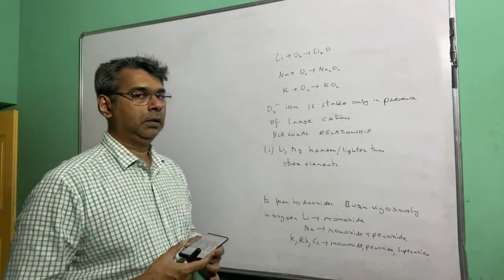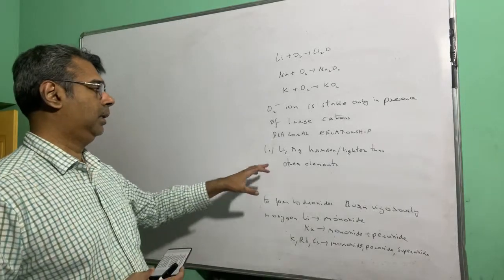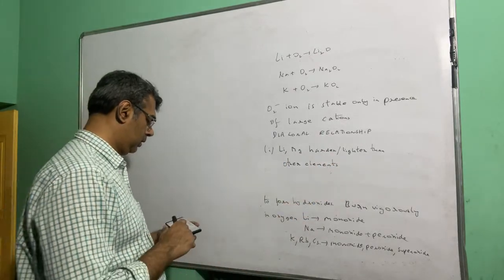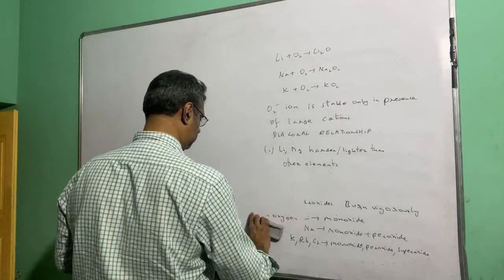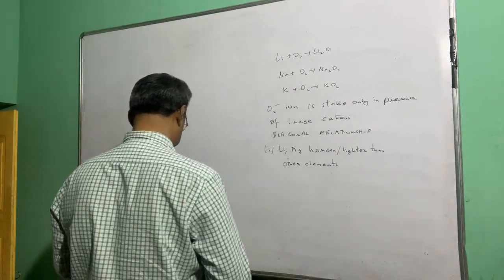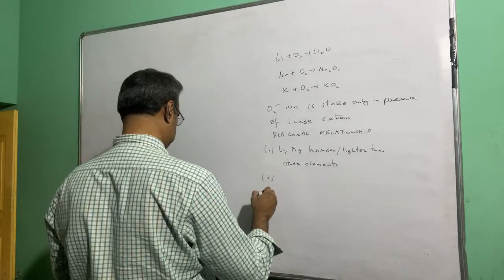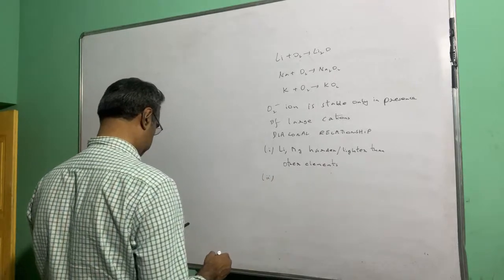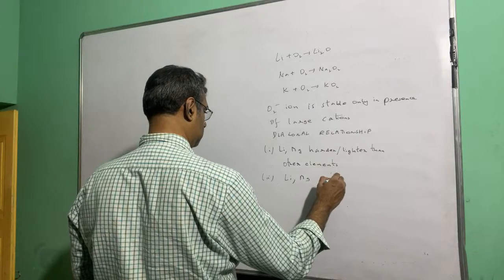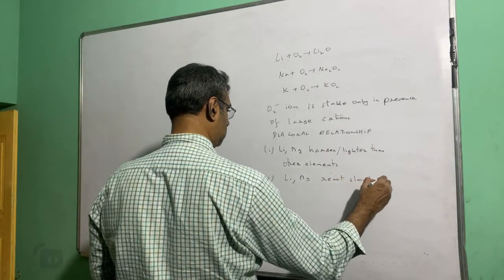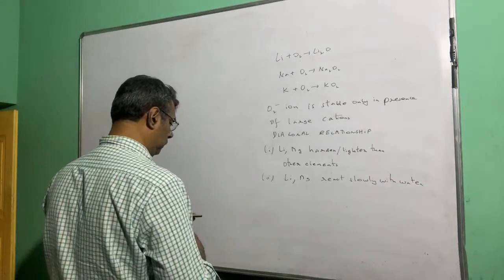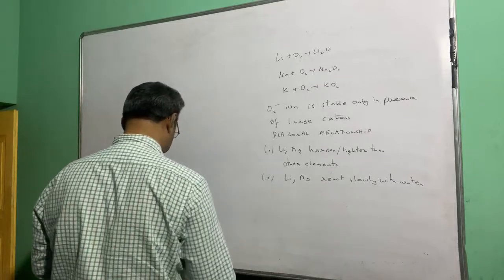Okay, now we come to the very important diagonal relationship between lithium and magnesium. Both lithium and magnesium are harder and lighter than other elements. So that is number one. Lithium and magnesium react slowly with water.